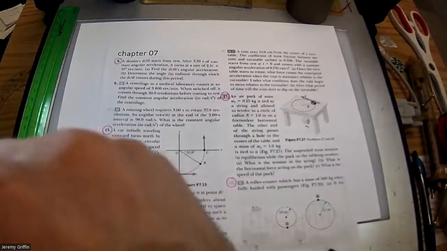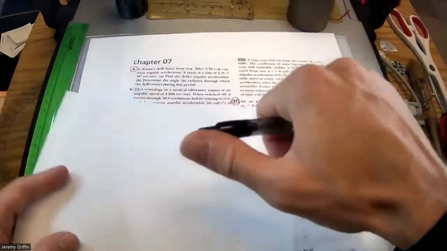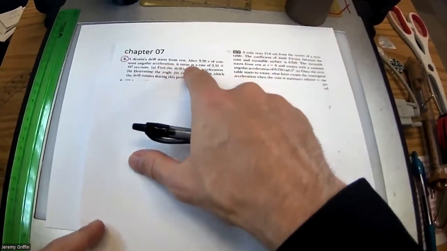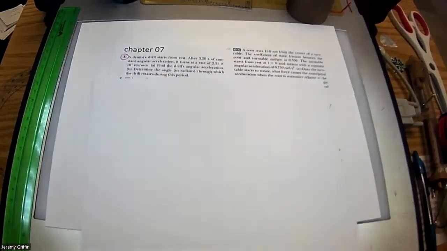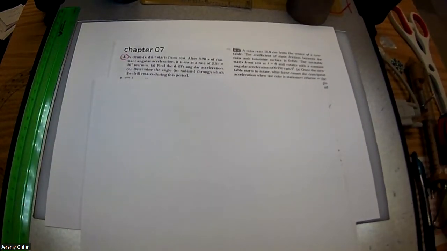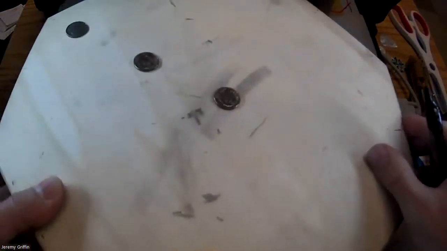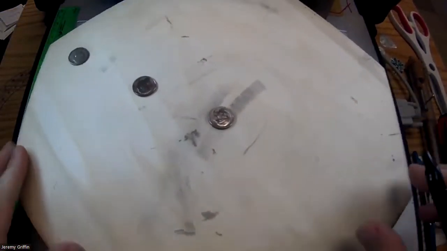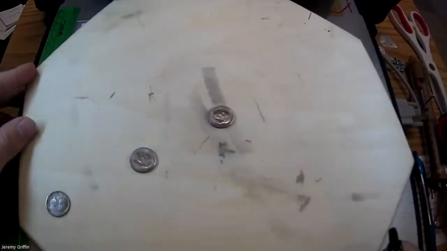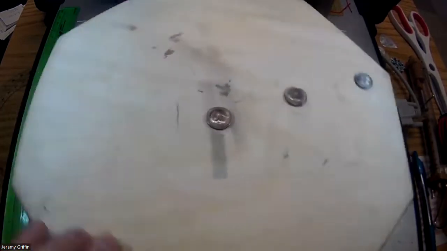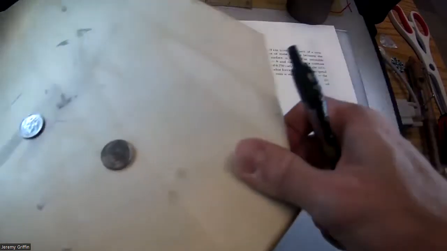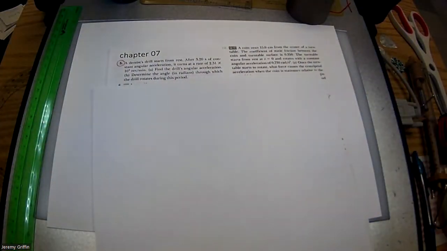Okay, so first one is number 5. It says the dentist drill starts from rest and after so many seconds of constant angular acceleration. Now you guys know what angular acceleration is, right? So think about a turntable. It starts to spin, it spins faster, faster, faster. And the rate that it picks up speed, because right now you guys are looking at constant angular velocity, but if I speed it up, if it speeds up at a constant rate, then that's angular acceleration. We've designated that with the Greek letter alpha.